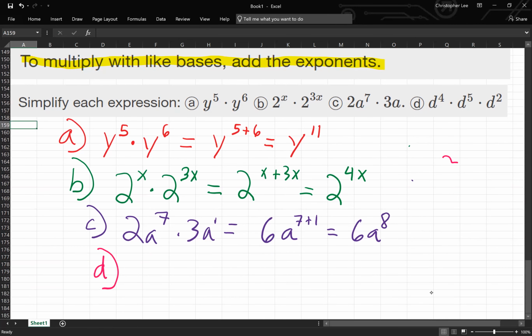So look, I've got d to the 4th power times d to the 5th power times d to the 2nd power. What's that? 11? I guess so. Hold on. 4 plus 5 plus 2. That's 6, 10, 11. Yeah, d to the 11. Questions on that?